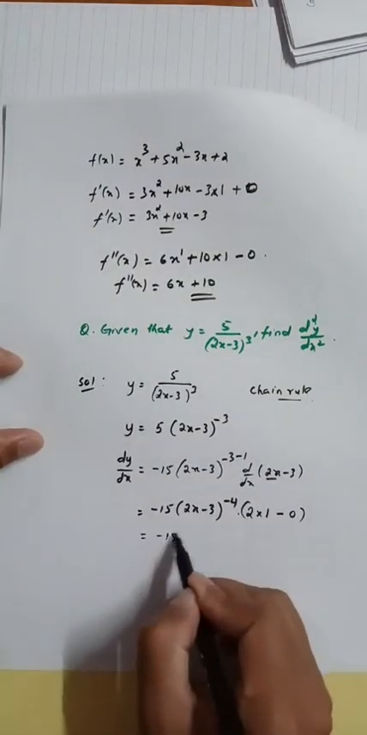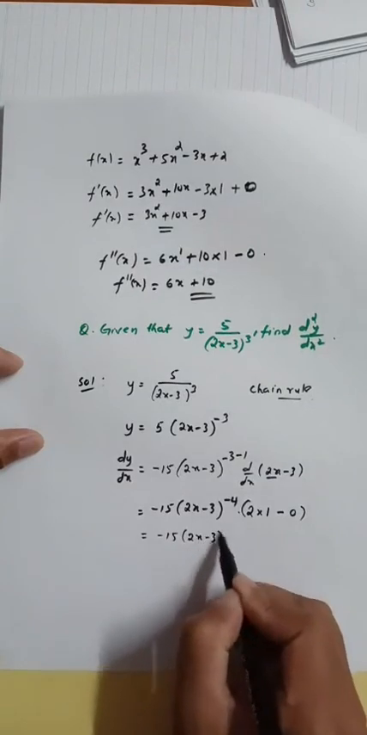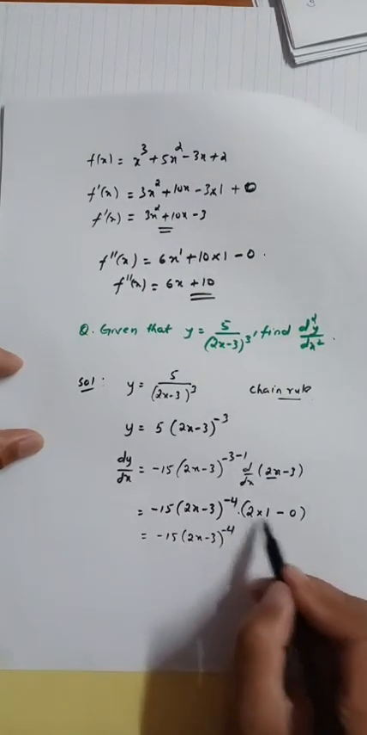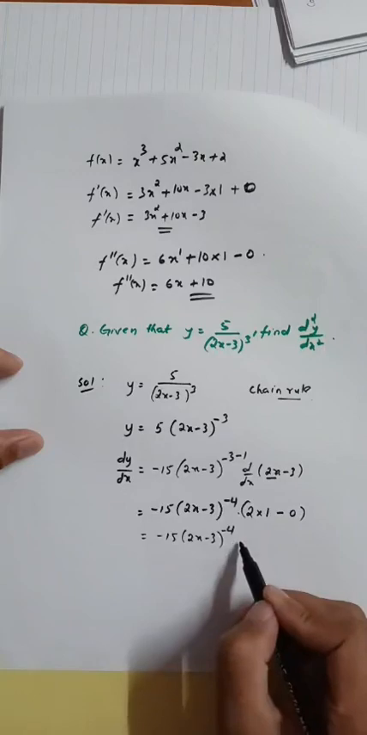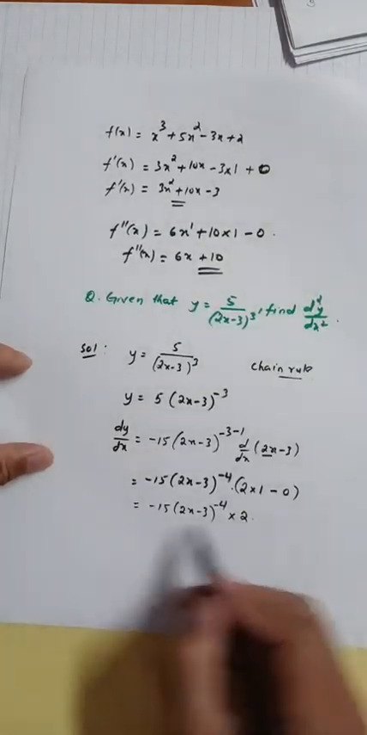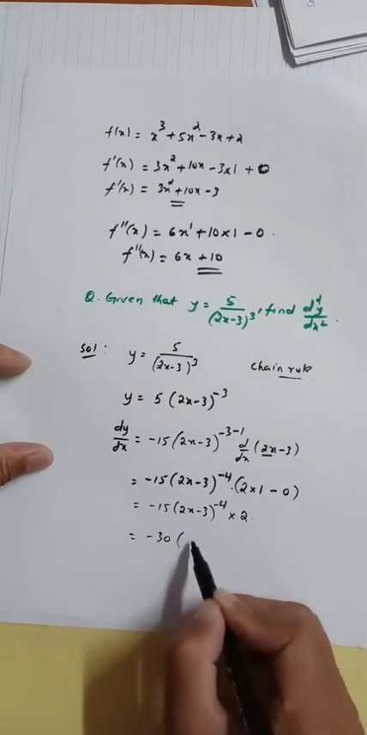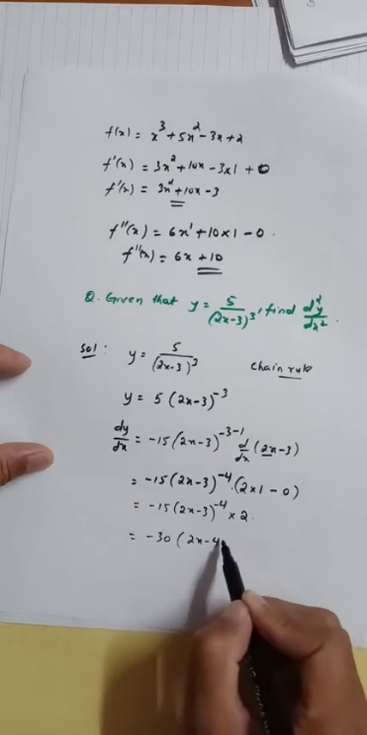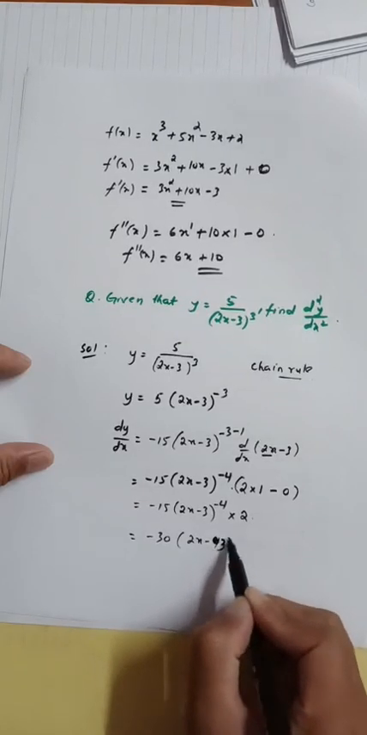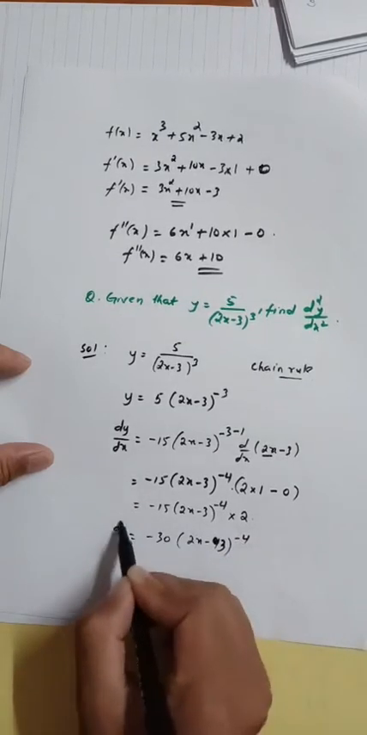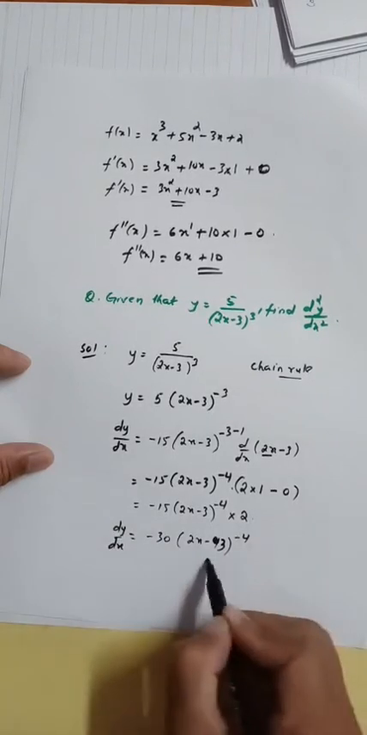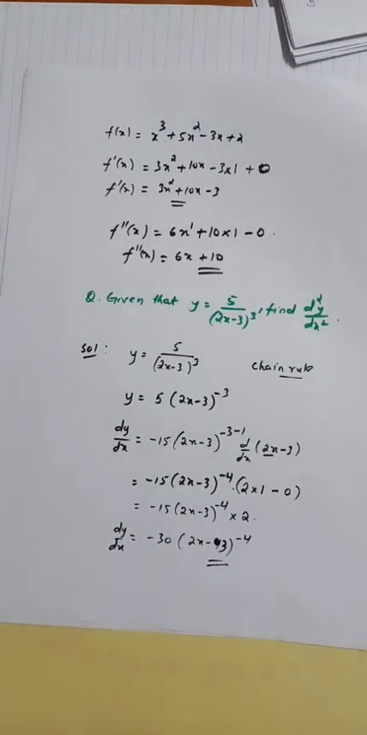Then which is equal to negative 15, we have 2x minus 3 whole raised to negative 4, times 2 times 1 is 2 minus 0, so you're going to get 2 here. That 2 we multiply with negative 15, so you'll get negative 30. Then you have negative 30 times 2x minus 3 whole raised to negative 4 as your dy over dx, which is your first derivative.